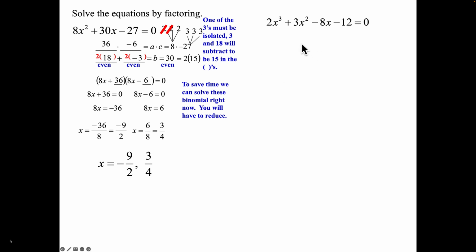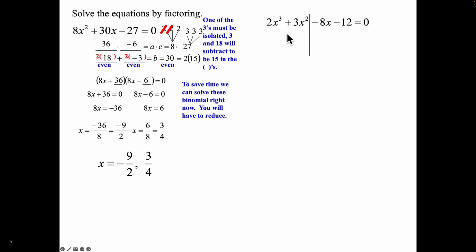All right, next problem. X to the third. Okay, well, wait, this was x squared. Notice we had two answers. If it's x cubed, we're probably going to have three answers. So here, looking for a GCF, whoop, there's no x here, and 3 doesn't go into 8. There's no GCF, so this is 4 terms. We cut it in half, and we'll factor by grouping on both sides.